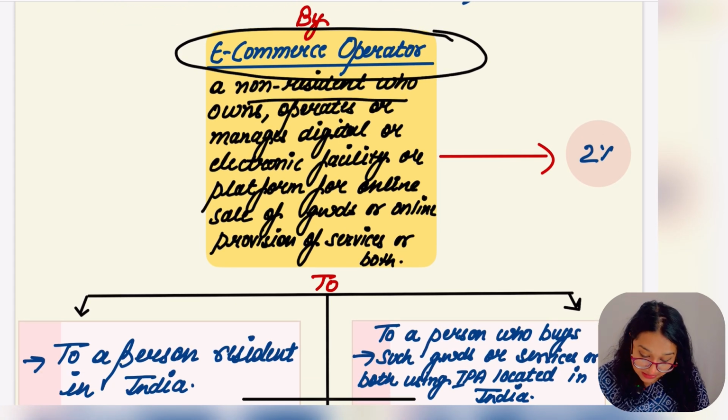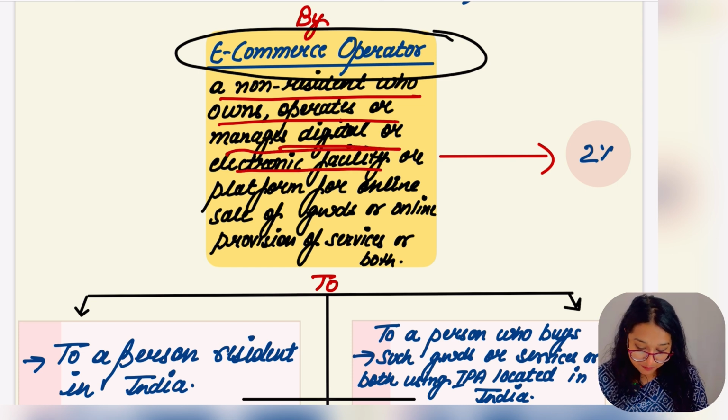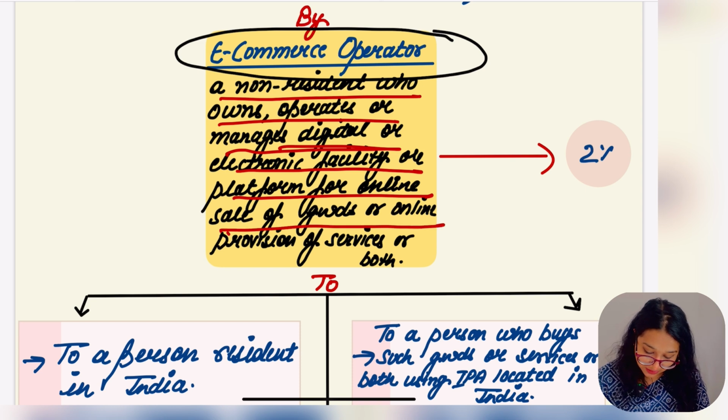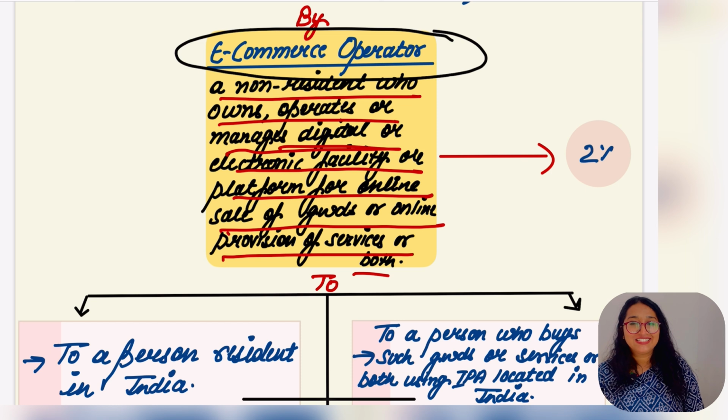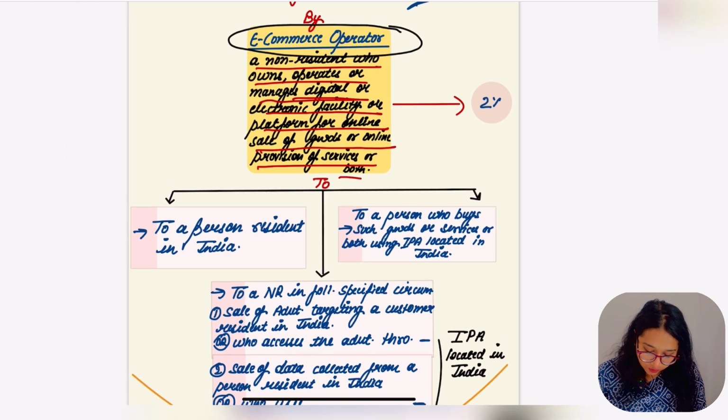Now, a non-resident who owns, we are again talking about a non-resident. Let's go ahead and read. A non-resident who owns, operates or manages a digital or electronic facility or platform for online sale of goods or online provision of services or both. We know this about the e-commerce operator. Who is the e-commerce operator? We already know a bit about this in GST. Now let's go ahead.